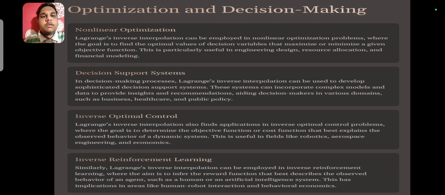Inverse reinforcement learning. Similarly, Lagrange inverse interpolation can be employed in inverse reinforcement learning, where the aim is to infer the reward function that best describes the observed behavior of an agent, such as a human or an artificial intelligence system. This has implementations in areas like human robot interaction and behavioral economics.